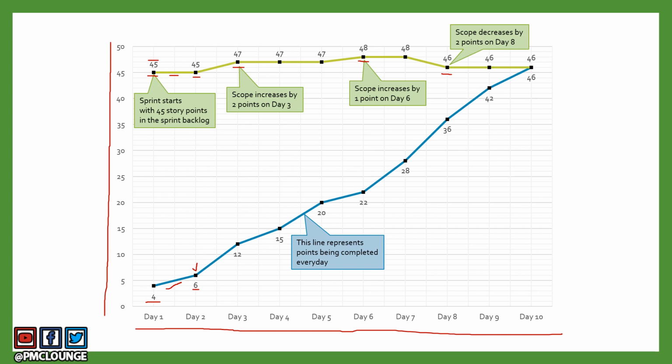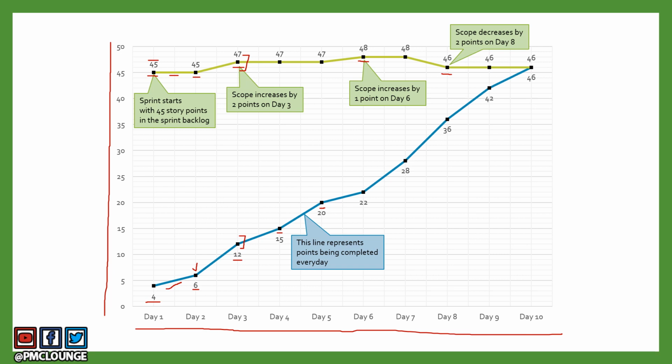Blue line, like I said earlier, it represents your progress. On day 3, 6 more story points were completed, so the score was 12. It's not necessarily a score, but you get the idea, right? So you've completed 12 story points. The scope of the sprint was 47 story points, and on day 3 you were at 12 story points. Similarly, you can see 3 more story points on day 4 were done, 5 more were done on day 5, and so on and so forth.